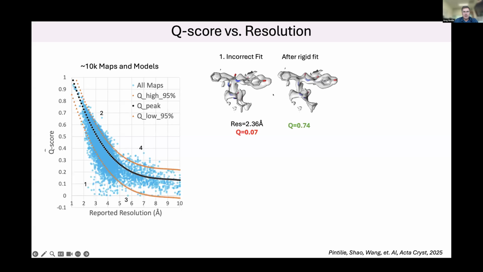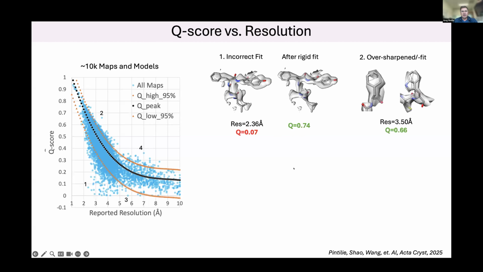So for example, number 1, we can see that the resolution is 2.36, but we get a Q-score of 0.7, right? So there's clearly something off. And then if you look at the map and model, it's just shifted slightly. The map is very good, but after you refit the model, you get something that's more expected for the Q-score.